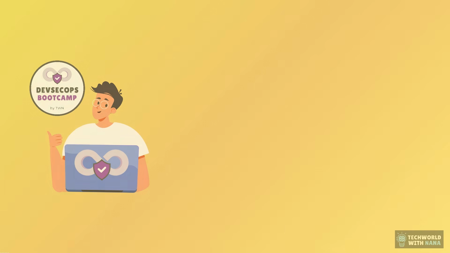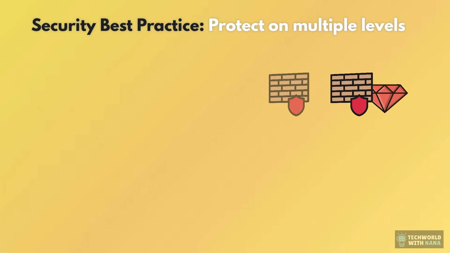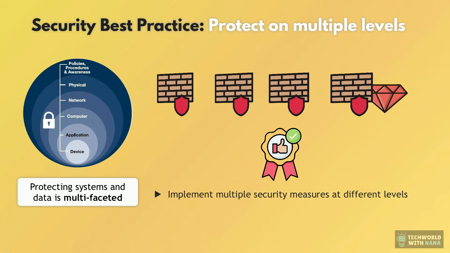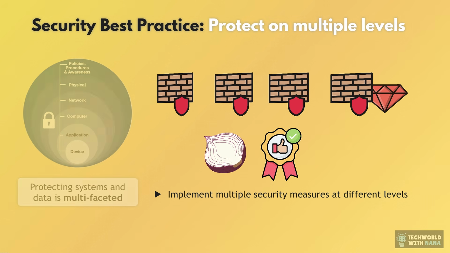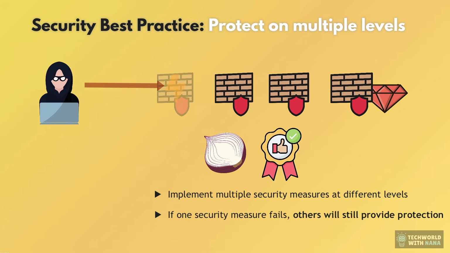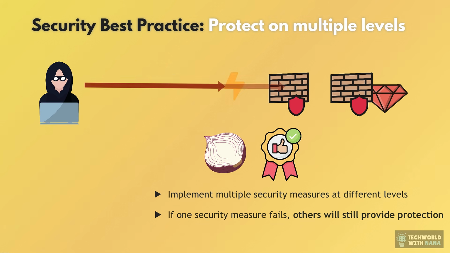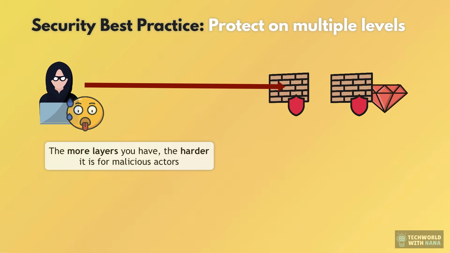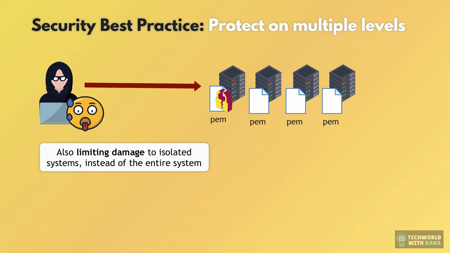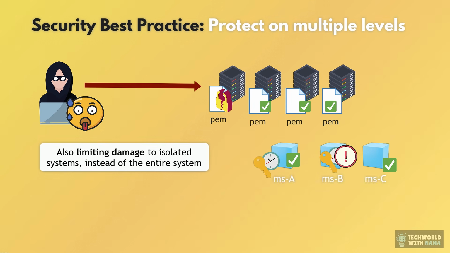And as engineers learn continuously in our DevSecOps bootcamp, security is layered. So it's not one giant wall that you build around your system. It's layers of walls, like peels of onions. So that if someone hacks into one layer, they basically have to overcome the next one and the next one. The more layers you have, the harder it is for malicious actors to steal your data or secrets and at any point in time get access to something that allows them to access your entire system.